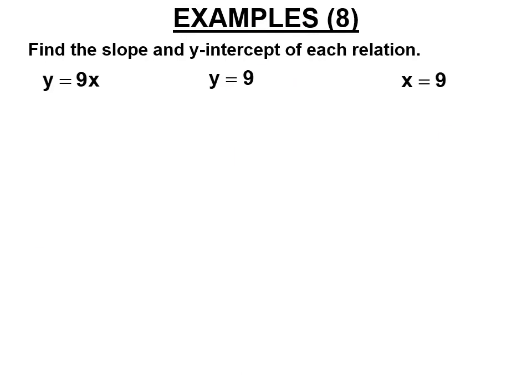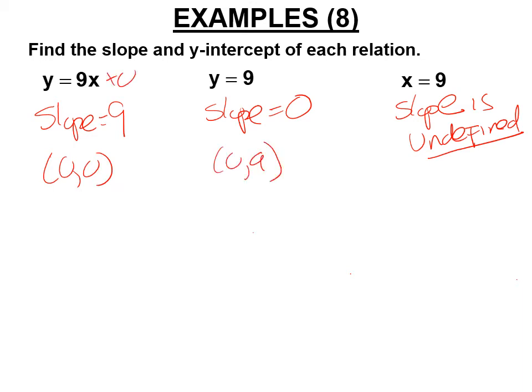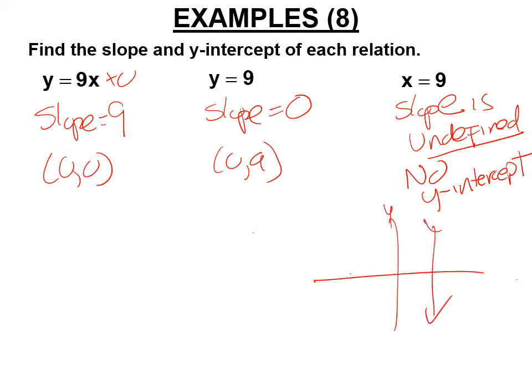All right, so let's do all 3 of these side by side. Slope of that is 9. Slope of that is 0. Slope of that is undefined. That's the word for doesn't have one. Y-intercept, (0, 0). Y-intercept, (0, 9). No y-intercept. We don't say the y-intercept is undefined; we just say it doesn't have one. It doesn't cross the y-axis. Vertical lines are parallel to the y-axis, so they don't cross it. They don't have a y-intercept.